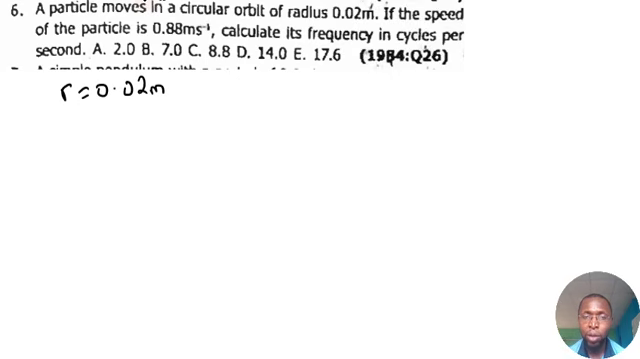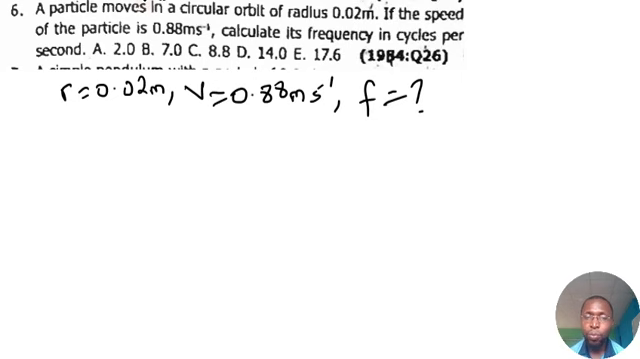If the speed of the particle is this, we are given speed, which we represent with letter V, to be 0.88 meter per second, right? Calculate its frequency. So you are looking for F, okay? But to find F, frequency, how do we calculate frequency? So we've already established that one of the formulas for angular frequency is change in angle over time. But permit me to tell you that this is not the only formula for angular frequency.